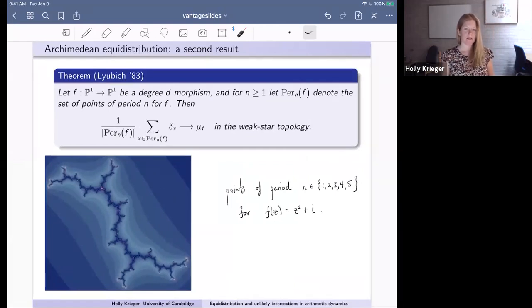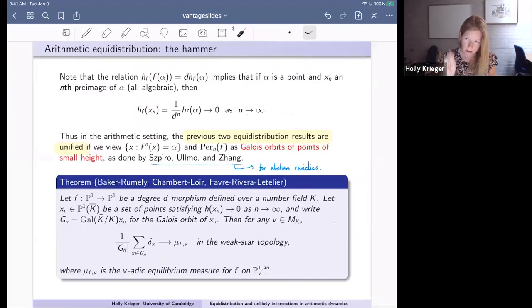All right, so what is the unification? We have sets of pre-images and we have periodic points for the map. Both exhibit this equidistribution phenomenon. The point is that once we put the arithmetic into the picture, these points look exactly the same, these countable collections of points. And the reason why is the canonical height. So if this entire picture is actually defined over a number field and I have a canonical height, then remember I have this relation, that what the canonical height does to iterates.